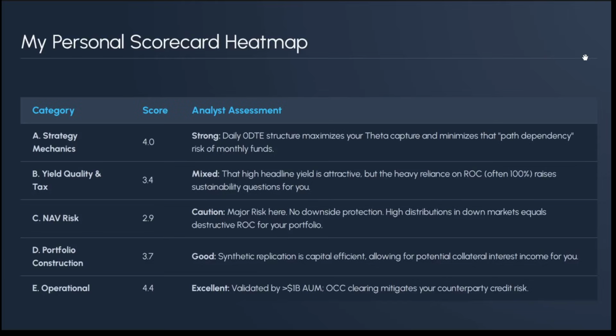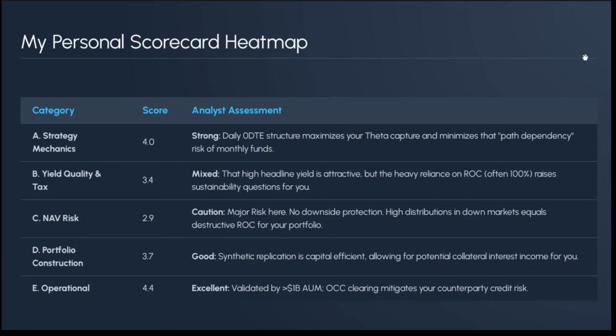But in a choppy to downward market, I'm going to say right now a 2.9. I'm going to say have caution here. This is the major risk here. There is no downside protection. High distribution in down markets equals destructive ROC for your portfolio. Portfolio construction, I'm going to say 3.7 out of 5.